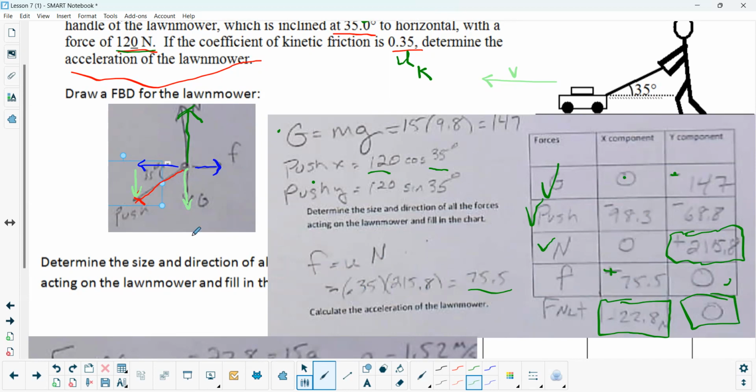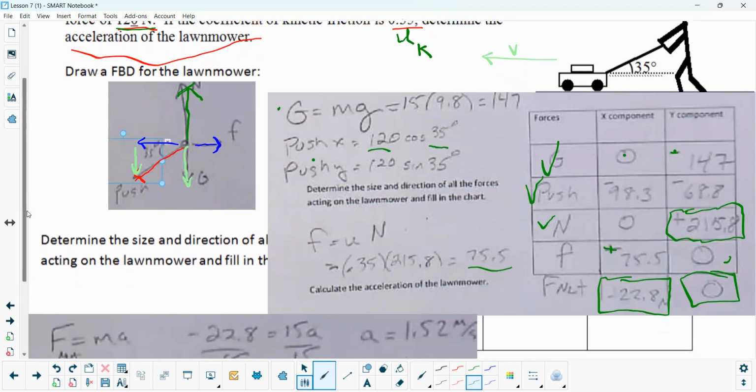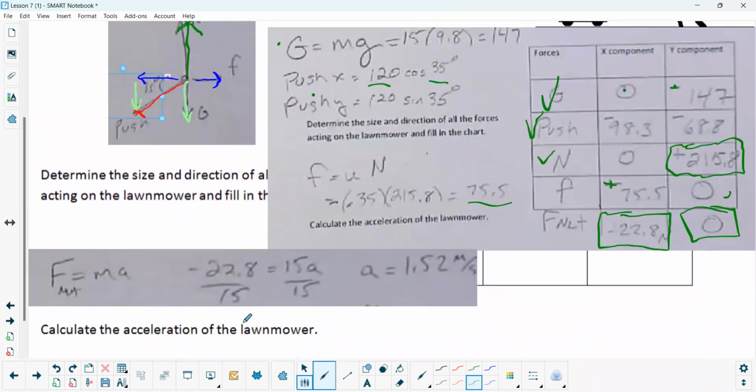And then we're going to take that and use it with the net force is equal to the mass times acceleration, and solve for the acceleration, because that's what it wants here at the end, calculate the acceleration of the lawnmower. So when we do that, if I plug in negative 22.8 for the net force, the mass we said in the beginning was 15. So I have those two numbers, and acceleration is what I'm looking for. And you just divide through by 15, and you should get 1.52 meters per second squared. Missed that little squared thing. So that should be there. And it's going to the left. And that makes sense, because that's what's happening to our lawnmower. Like as we push it, it is speeding up as we move to the left.